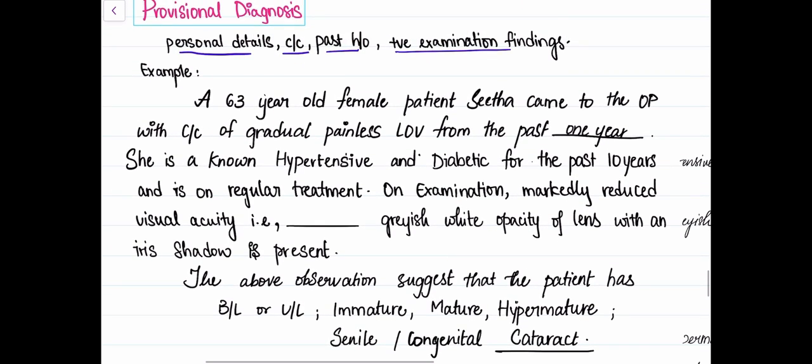So here we have a 63-year-old female patient named Sita who came to the OP with a chief complaint of gradual painless loss of vision from the past 1 year. If you have any other positive presenting complaints along with gradual painless loss, like glare or photophobia, anything, you can mention along with this. And then she's a known hypertensive and diabetic for the past 10 years and is on regular treatment. This is important, that everything's under control.